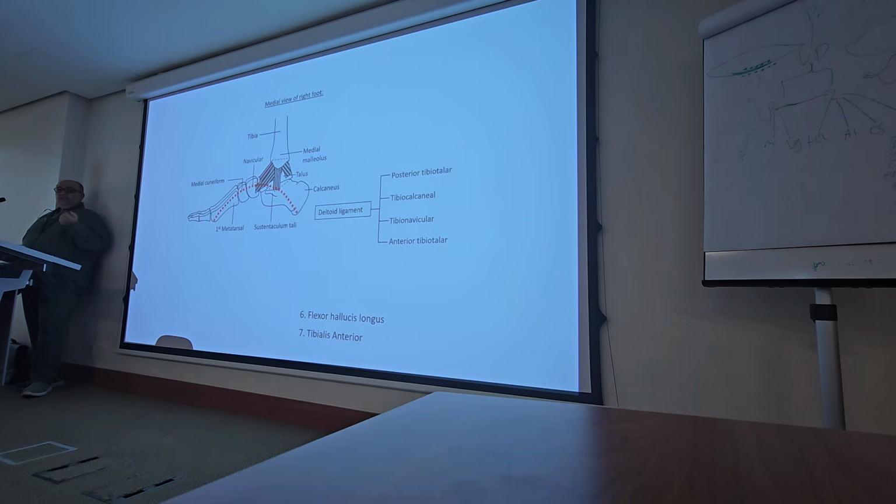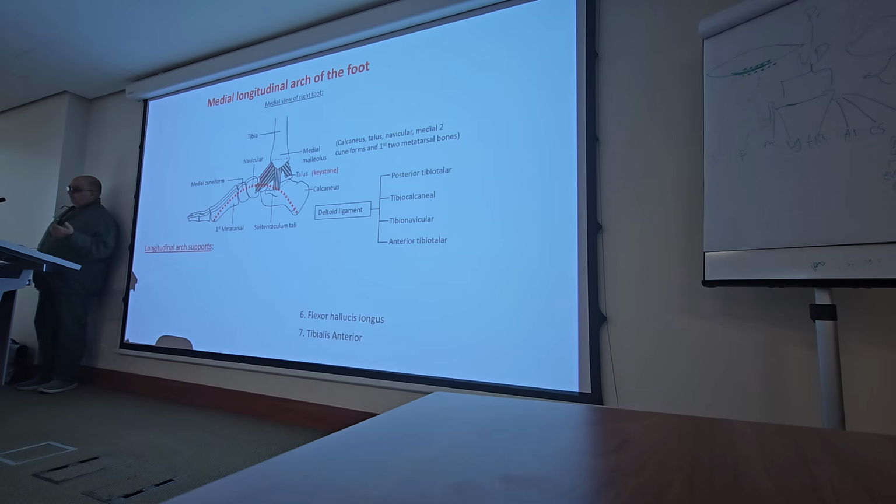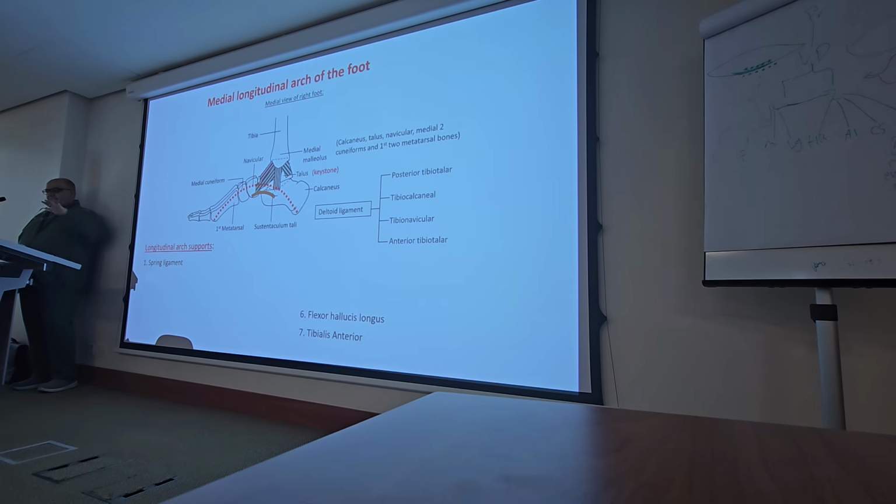So this is my medial longitudinal arch. This is the keystone. If someone asks you what the keystone in the medial longitudinal arch is, talus is the name. So now, what are its supports? We already decided we have active supports and passive supports. There is a ligament here. What is this ligament? Spring ligament. Guys, if this spring ligament collapses, this arch will fall. A very important ligament.